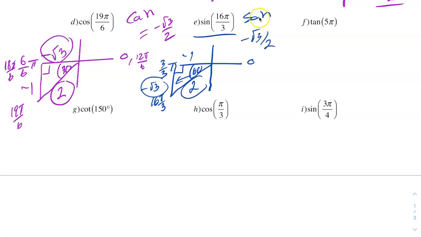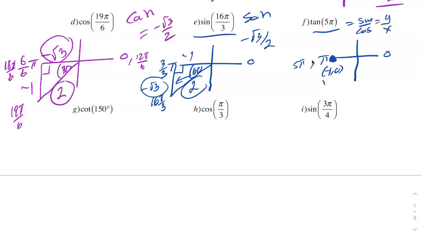Tan of 5 pi. 0 pi. Remember what I talked about last time? Shortcut for this is when it's just like a normal pi one. Odds are on this side, evens are on that side. So odds on the left, evens on the right. Pi, 2 pi, 3 pi, 4 pi, 5 pi. So it's the point right there. So this is negative 1, 0. Tan is sine over cosine. Sine is y, cosine is x. So 0 over negative 1, or just 0.